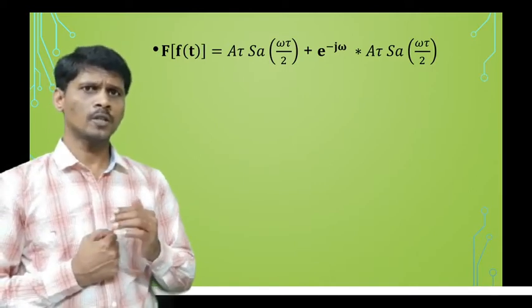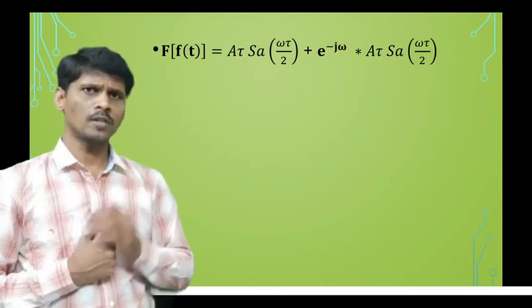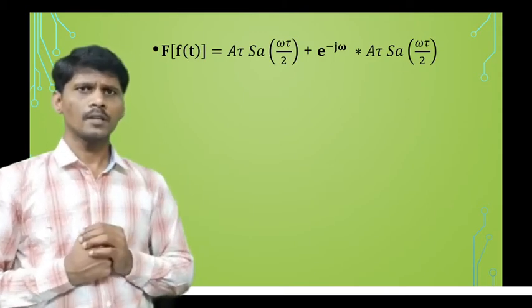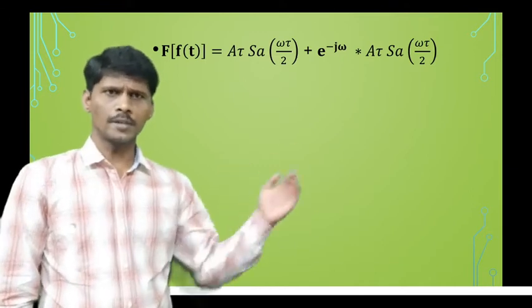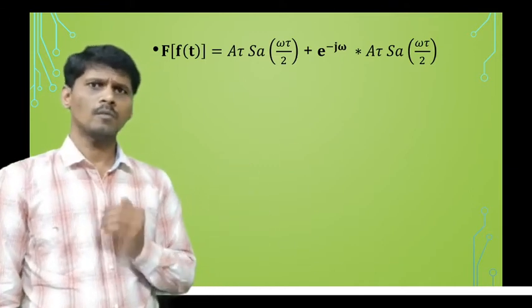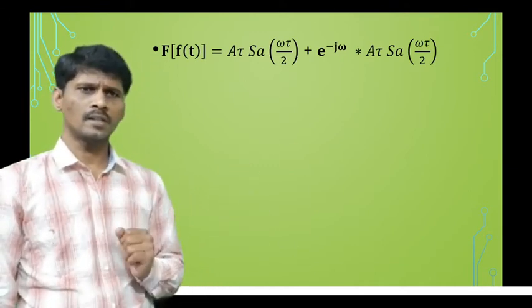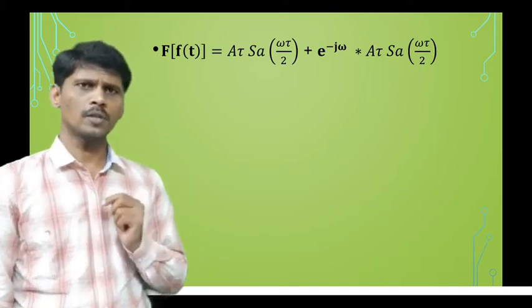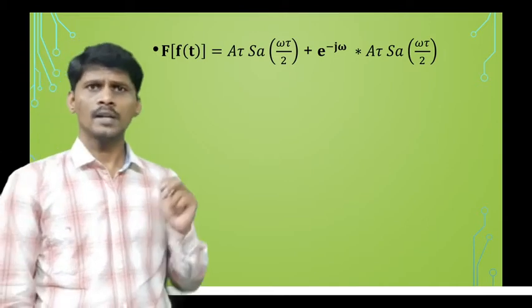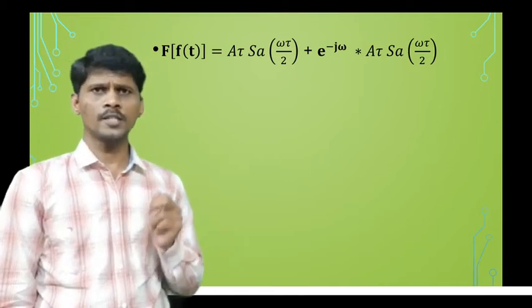Shifted version means time shifted version. What is that shifted amount? 1 second. e power minus j omega into A tau of omega tau by 2. In the first waveform, what is the amplitude? 1 volt. And in the second waveform, the amplitude A is 2 volts.